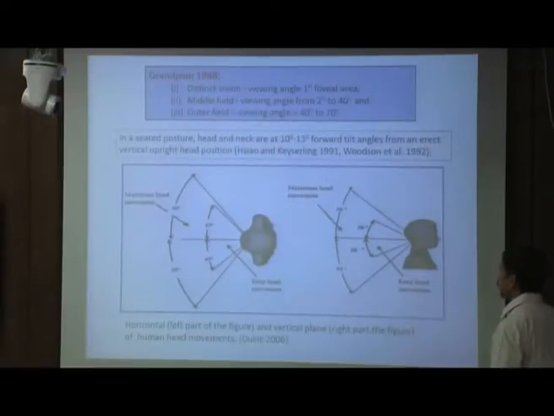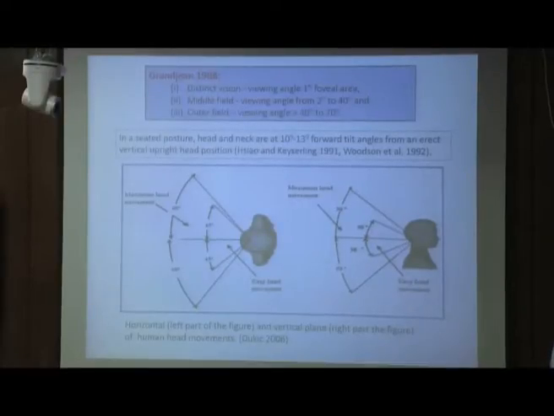Whatever we have discussed so far is mainly the movement of the eye and view field. Apart from that, with neck movement, what is the range of our neck movement? Horizontal on the left part of the figure and vertical plane on the right part of the figure show human head or neck movement. How much can our neck move?